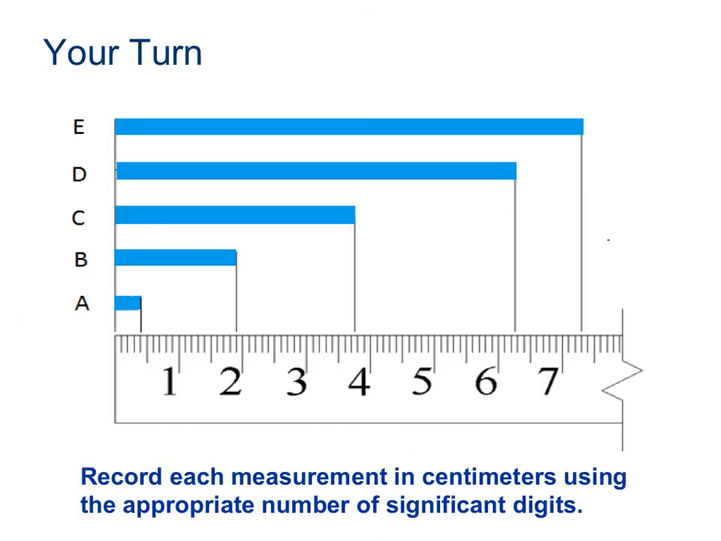In your notebook, you're going to go ahead and measure each rectangle using as many significant digits as possible. Remember, you're going to have at least 2 certain numbers, and then that third one is going to be an estimate. So in your notebook, you're just going to make a table of A, B, C, D, and E and record those measurements. Okay, go back and watch if you have any questions.